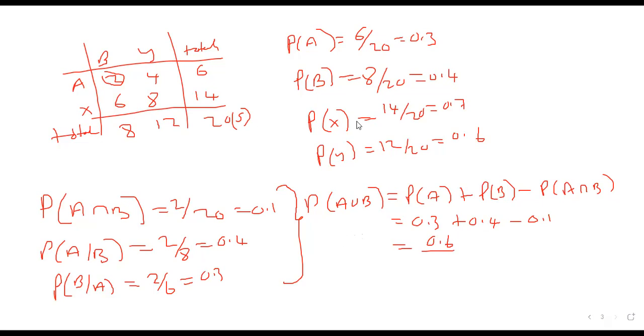Okay, let's do the same for the values of X. So how do you find the probability of X intersection Y? You draw a plus where X and Y meet, it's at 8. When you're dealing with an intersection, you always get the grand total. 8 over 20 is 0.4.